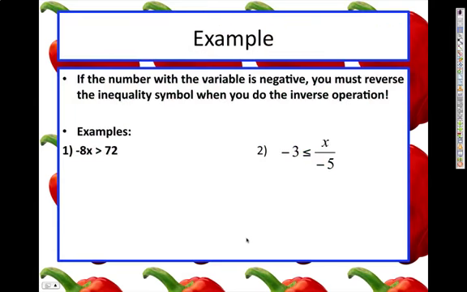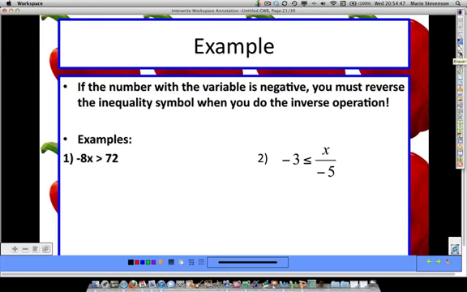All right, so now let's actually try this. We have two examples. These are our negative examples, meaning we're going to deal with a negative number to isolate. We're going to start with the first one, negative 8x greater than 72. So we're going to divide by negative 8.